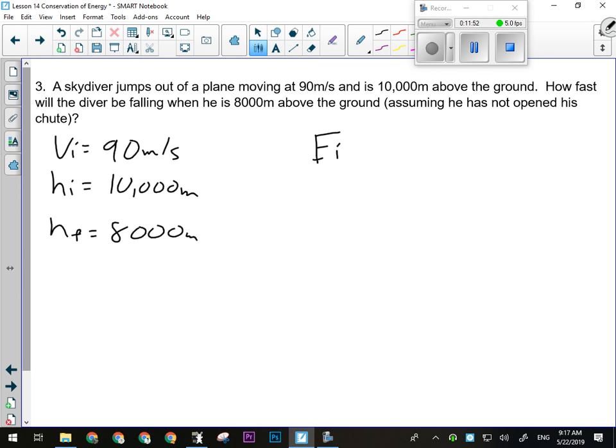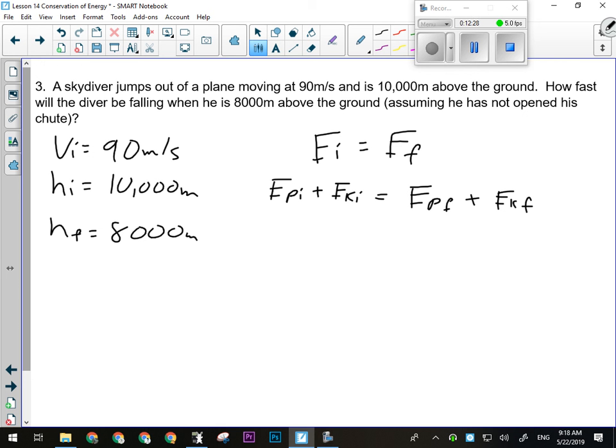We've got our initial mechanical energy equal to the final mechanical energy. That's not going to change because this is a person falling in an isolated system. Obviously, we have initial potential energy because we're 10,000 meters above the ground. We also have initial kinetic energy because we jumped out of an airplane moving at 90 meters per second. We have final potential energy because we're 8,000 meters above the ground, and final kinetic because we're lower than before. So we have all four kinds, and none of these are zero in this example.